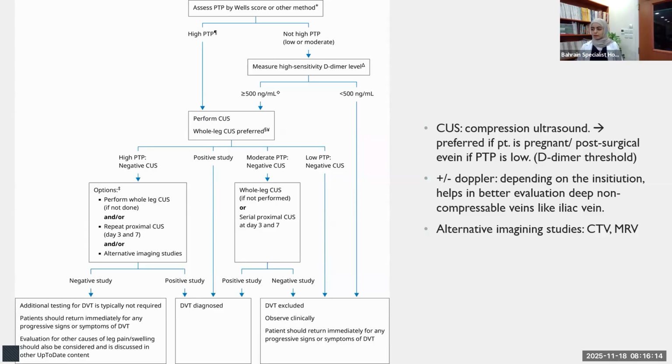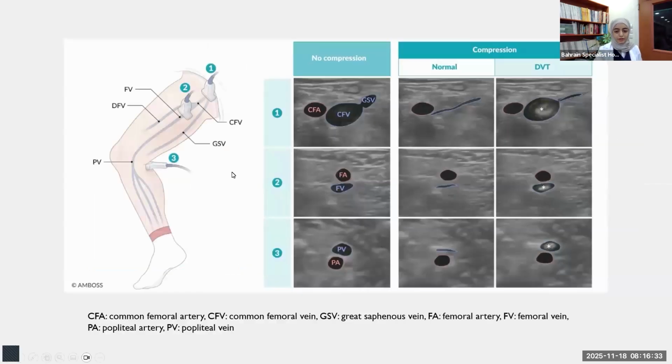universally, they usually depend on the compression ultrasound, but it's better to use the Doppler as well, because the Doppler will help us in better evaluation of the deep non-compressible veins like the iliac vein. And if there is no flow, then the vein is blocked. So this is how the Doppler looks like, or the ultrasound. We perform it at multiple levels. We check for multiple veins.